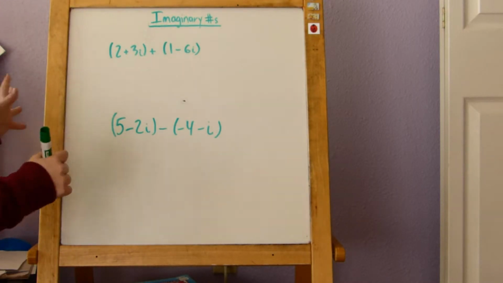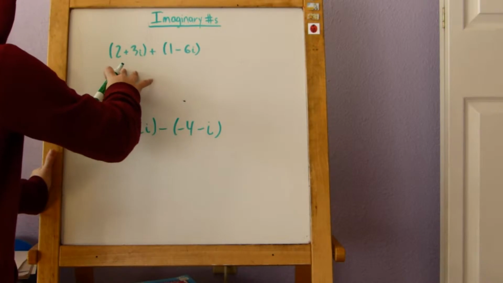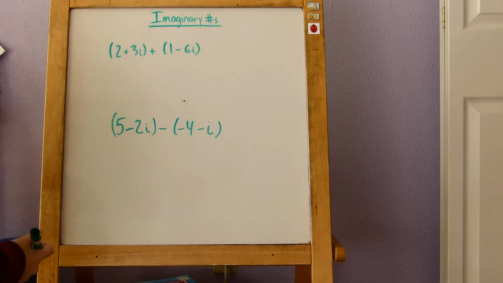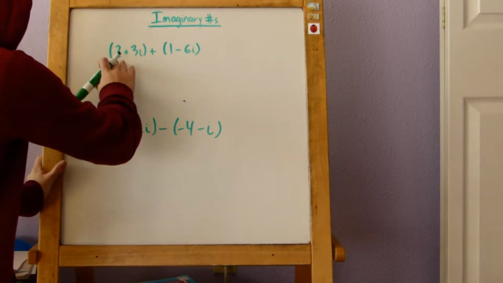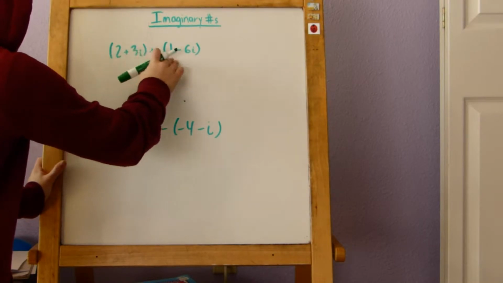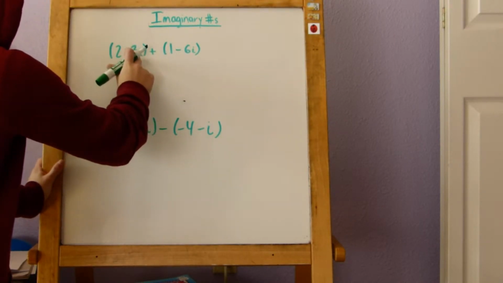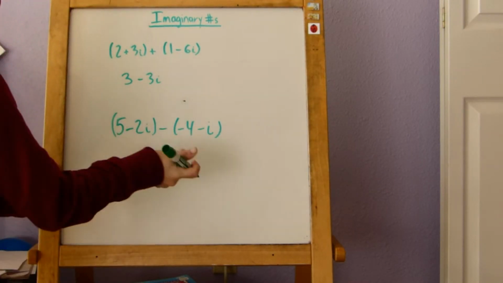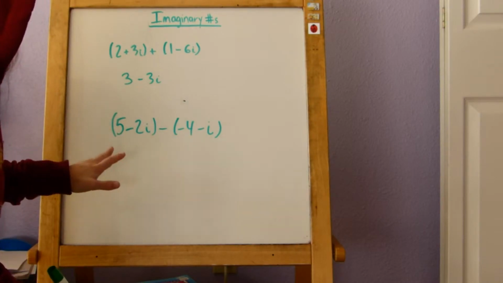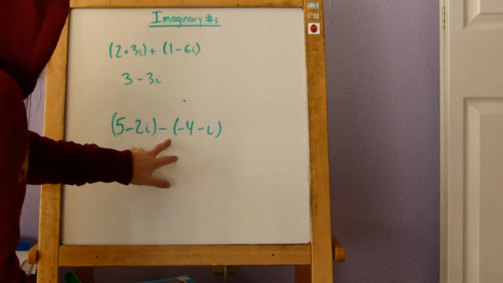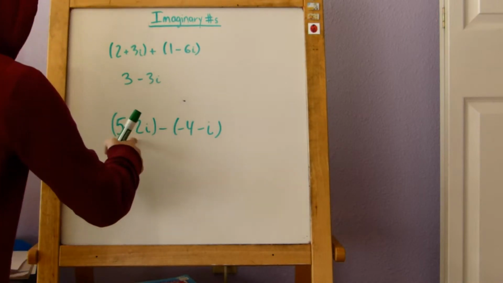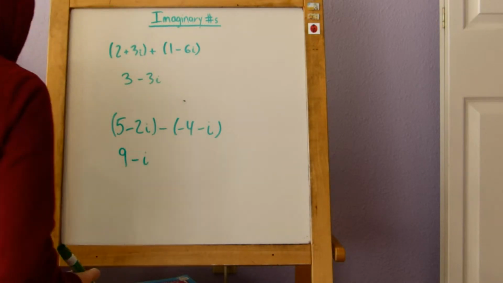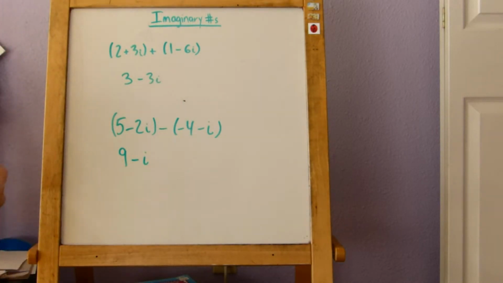So, with addition, we want to just add this as you would with regular numbers. You just have this sort of, you could call it a variable, i now. So, let's add the ones that aren't i's together. 2 plus 1 is 3. And then let's add 3i minus 6i, which would be negative 3i. So it's pretty simple. Now for subtraction, 5 minus negative 4, that would turn into a plus. That would be 9. Negative 2i minus negative 1i would be negative i. So addition and subtraction is a bit easier.